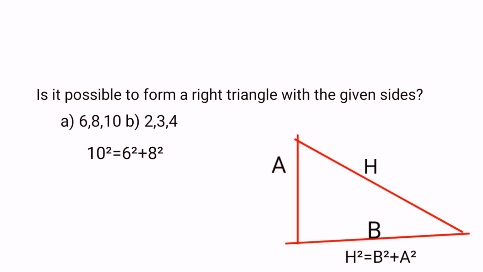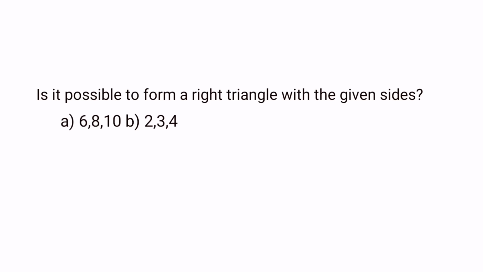Consider the next question, that is 2, 3, 4. We know that the longest side will be the hypotenuse. So, the length of hypotenuse is 4. Now we have to check whether hypotenuse square is equal to base square plus altitude square. We know that 4 square is equal to 16 and 2 square plus 3 square: 2 square is 4, 3 square is 9. So 4 plus 9 is equal to 13. They are not equal, so we cannot construct a right angled triangle with these values. So to construct a right angle triangle, always the hypotenuse square must be equal to base square plus altitude square.